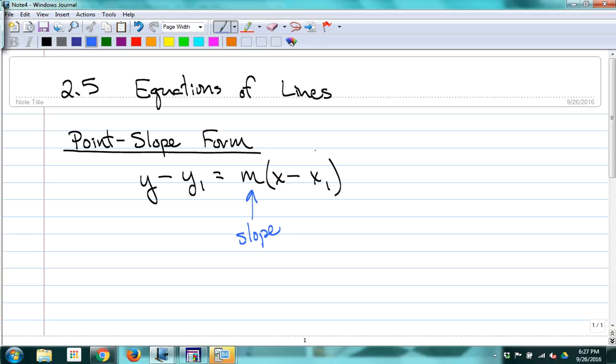And then the x1 and the y1, that's an ordered pair that you're going to be given. They're going to give you at least one ordered pair and a slope, or they may just give you two ordered pairs and say find the equation of the line. We're going to see all of those different scenarios here. Now, this y and this x, they're the y and the x that's in the problem.